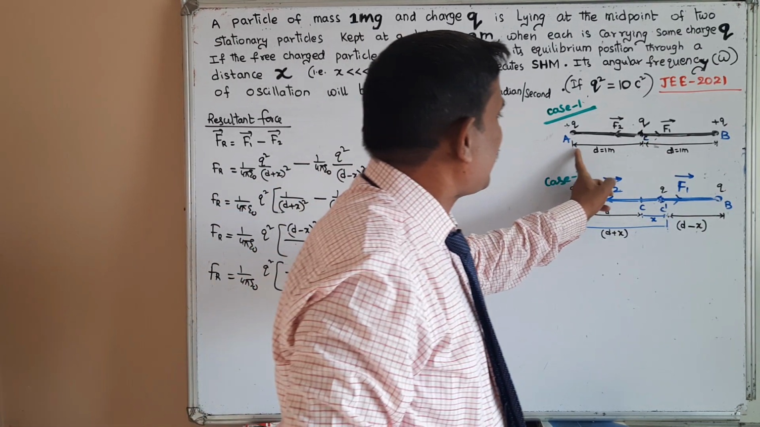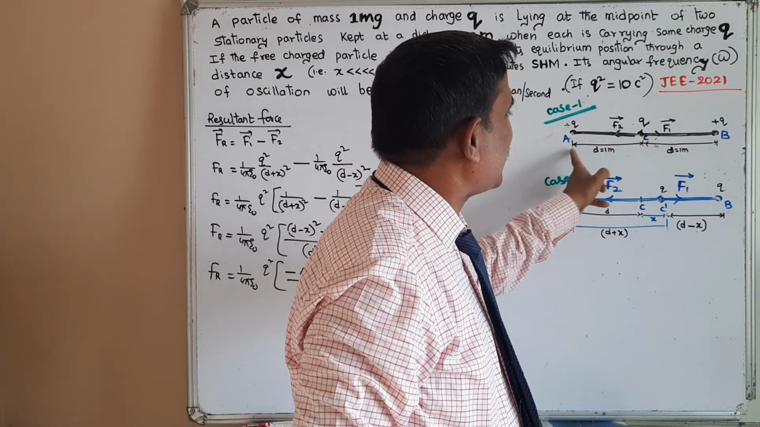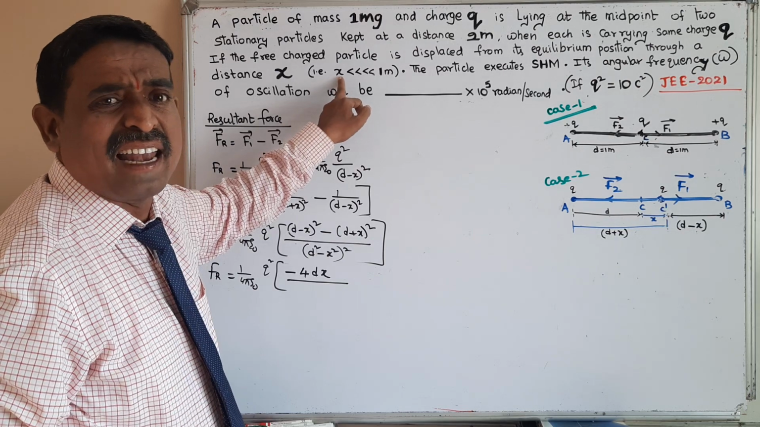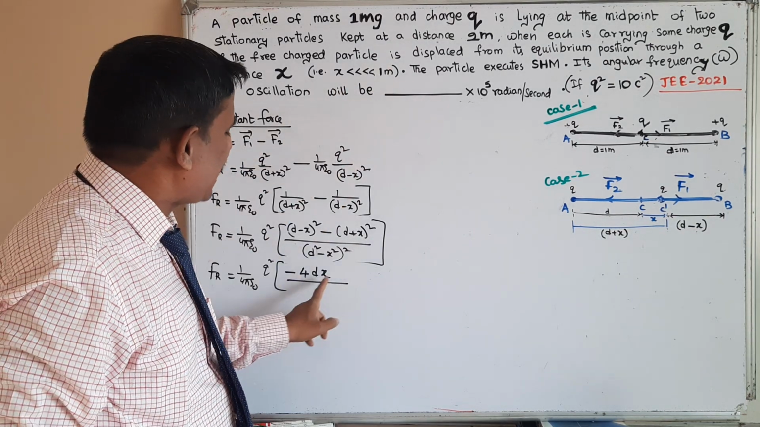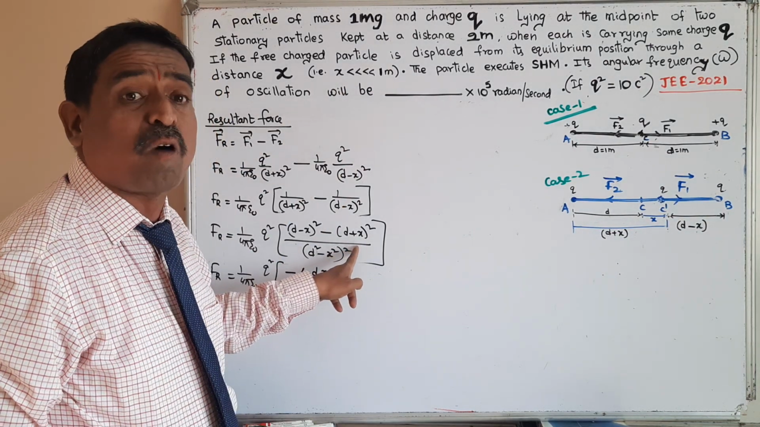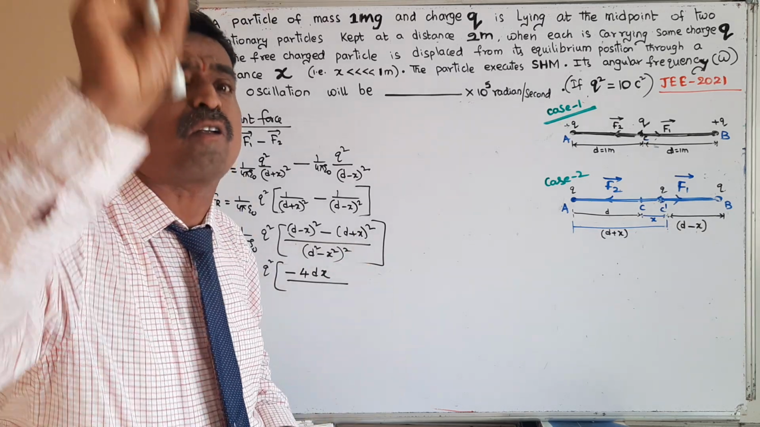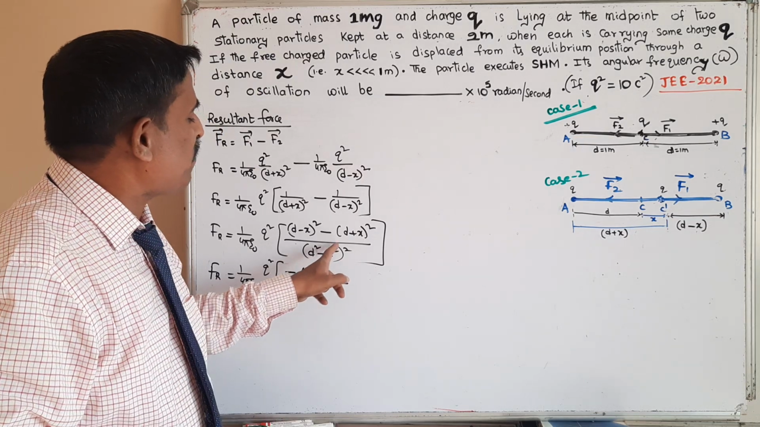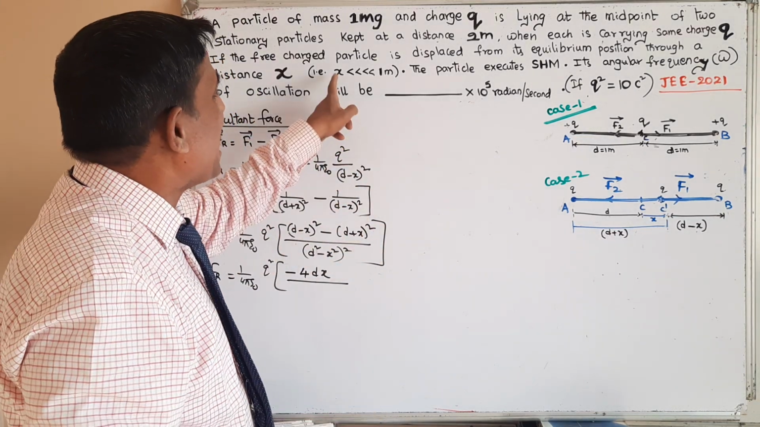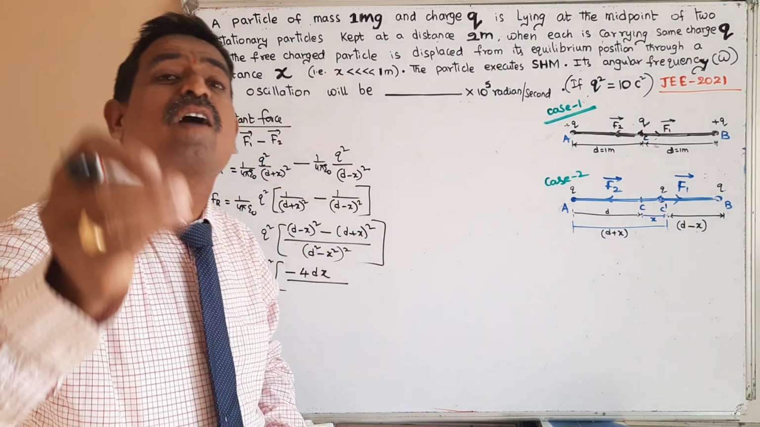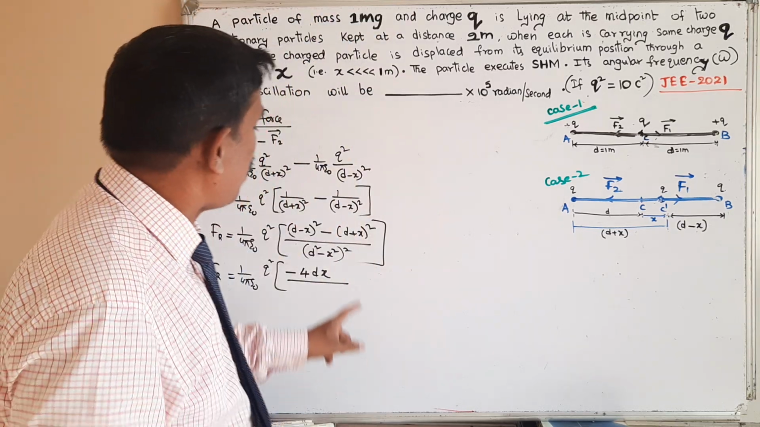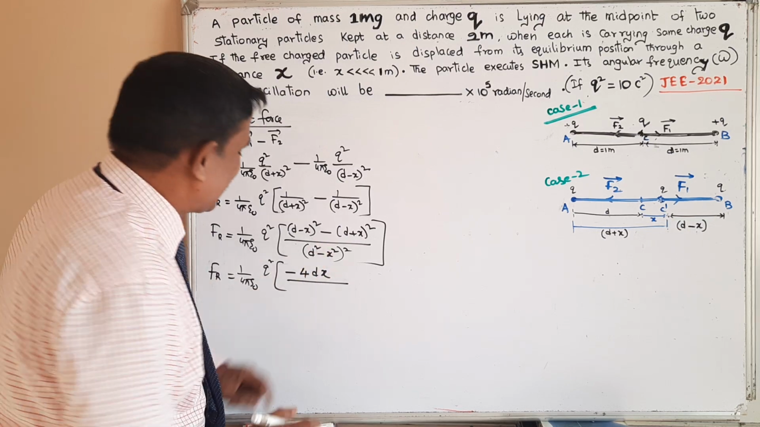1 meter is nothing but d. X is very less than 1 meter. So x square, and x to the power of 4 nearly, is very small. Higher powers of x can be neglected. X is very small, x square is very small, and x to the power of 4 is very small, so this term can be neglected.